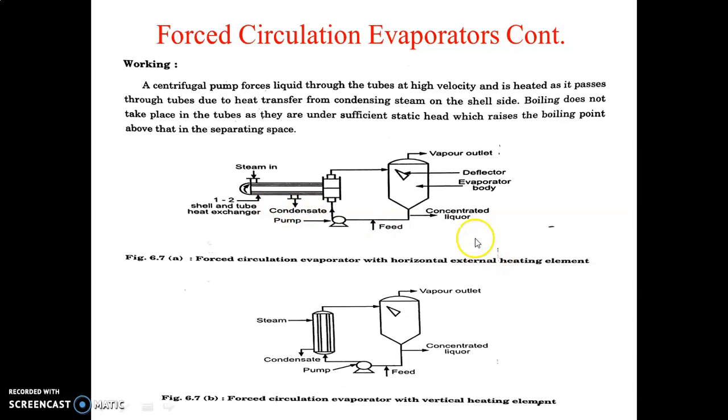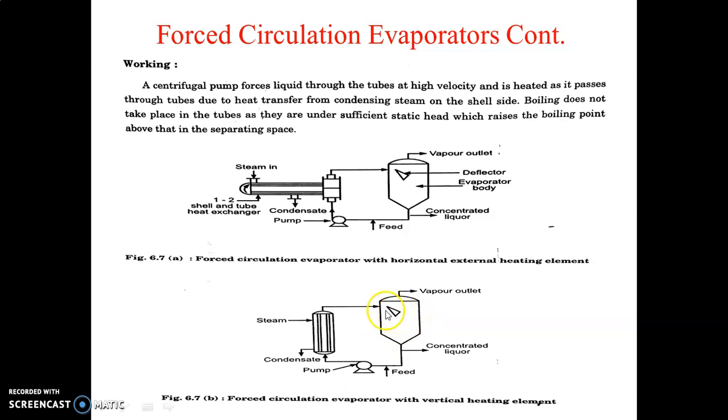So the working of the horizontal and vertical is the same. In the horizontal tube evaporator, a horizontal external heating element, that means exchanger, is provided, and in the other, a vertical tube exchanger is provided. The working is the same. You feed the solution here, pump it through the tubes, and add the steam. Then the solution becomes superheated. Superheated means it is above boiling point. Then it is fed to this evaporator body.